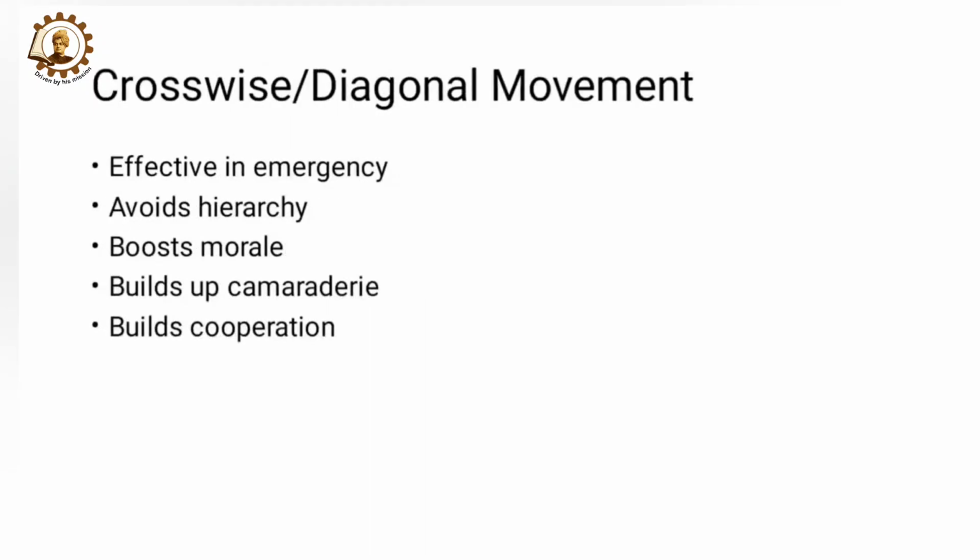The last unit is the crosswise or the diagonal movement. When we say it is crosswise or diagonal, it means that we are breaking all the official hierarchy, formal hierarchy, say from the man right at the bottom, the watchman, to the CEO. We can jump all the official positions and we can send a message.